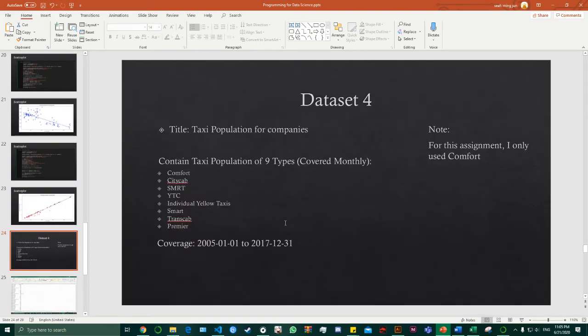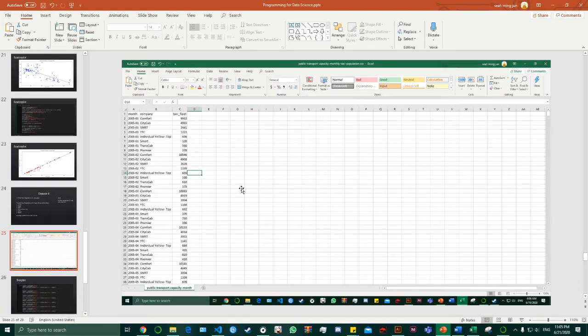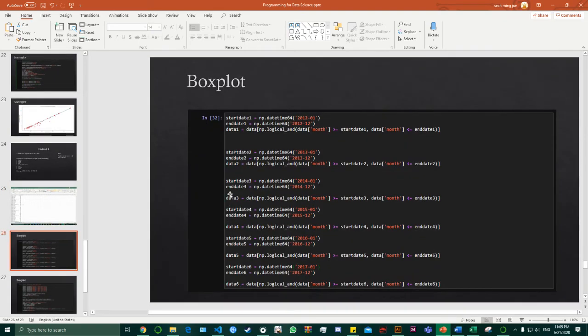So the final dataset I'll be using covers box plot. I'll be using comfort only because it represents the main body of the taxi population out of the 9 types, which are covered monthly from 2005 to 2017. This is what the Excel spreadsheet looks like. And this is the date time splicing, again from 2012 to 2017. The issue is that I do not want to include 2017 in the first box plot. I want to include it in the second one because I'll be explaining that one later.